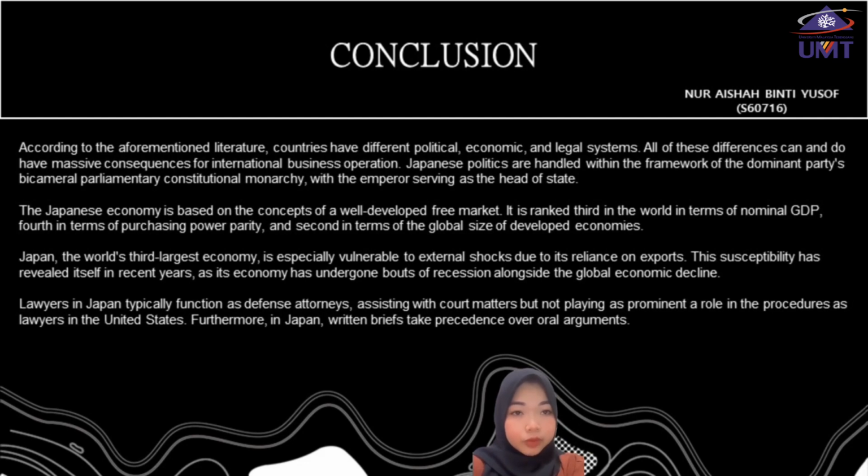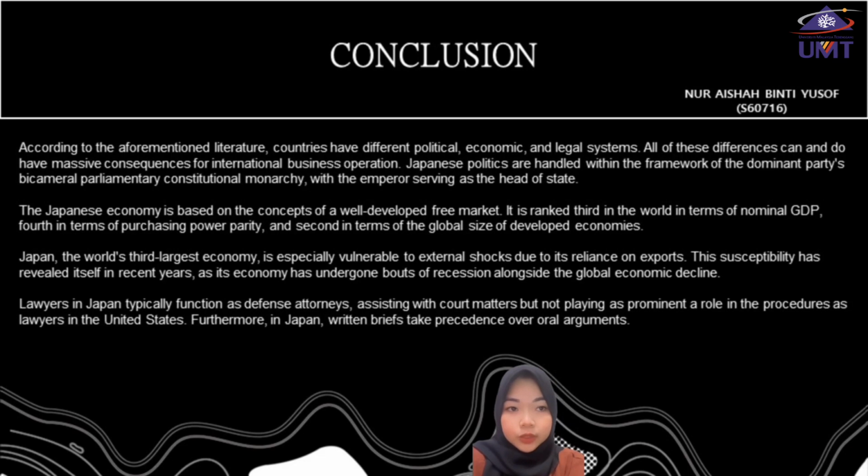So today I would like to explain the conclusions in this assignment. According to the aforementioned literature, countries have different political, economic, and legal systems. Cultural customs as well as the population's education and skill levels can vary substantially. All of these differences can and do have massive consequences for international business operations. Japanese politics are handled within the framework of a dominant-party bicameral parliamentary constitutional monarchy, with the emperor serving as the head of state. Japan, for example, has a largely homogeneous culture. More than 98% of the population is ethnic Japanese, which has resulted from the bulk of the population having the same education, experience, and awareness of their environment.